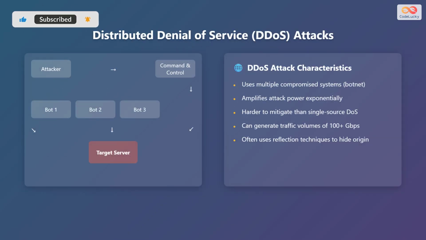Now, let's focus on distributed denial of service attacks. In a DDoS attack, multiple compromised systems forming a botnet are used to launch the attack. This amplifies the attack power exponentially, making it harder to mitigate compared to single-source DoS attacks. DDoS attacks can generate massive traffic volumes, often exceeding 100 gigabits per second. Attackers frequently use reflection techniques to hide the true origin of the attack, further complicating the defense efforts.